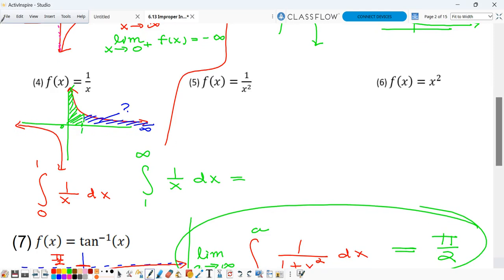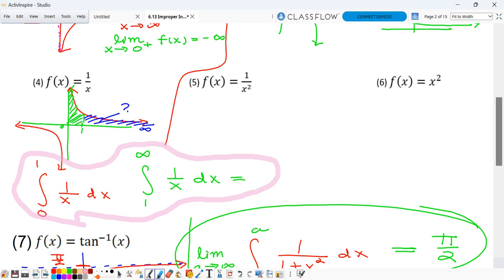Another one is 1 over x. This is a rational function. You must have a clear idea what the graph looks like. The reason is we are going to see the integration near 0, which means between 0 and 1, how much is this area, or from 1 to infinity, how much is this area. In this kind of problem, one of the bounds is infinity, and here there is a vertical asymptote. So we need to know what this graph looks like.